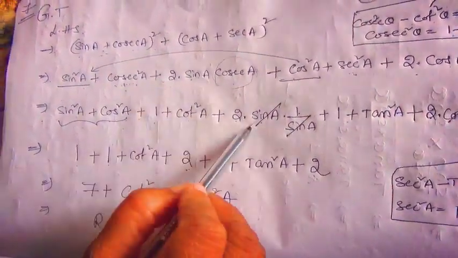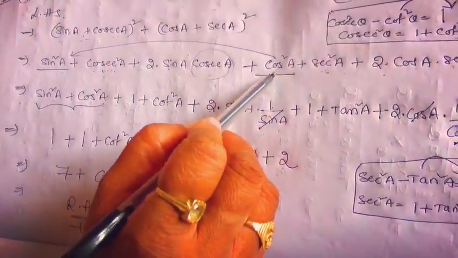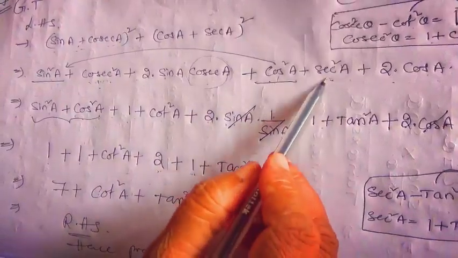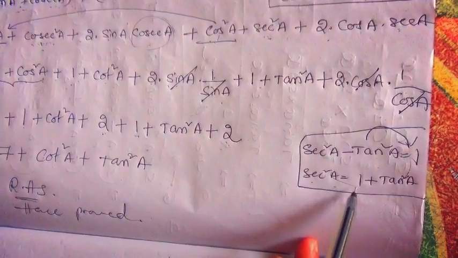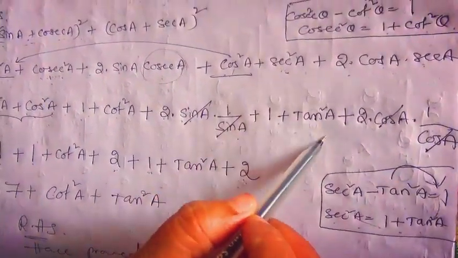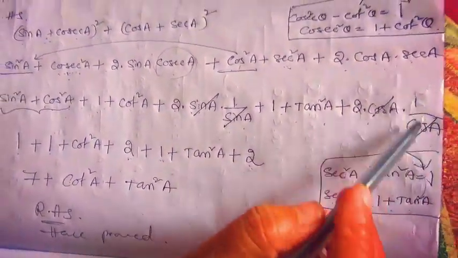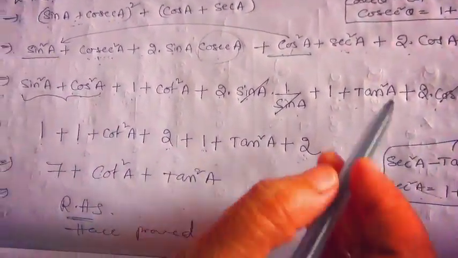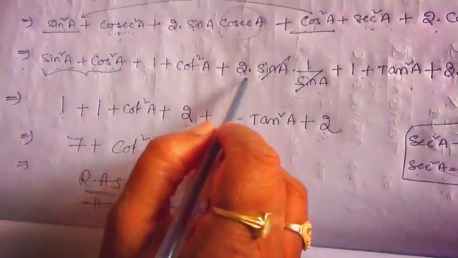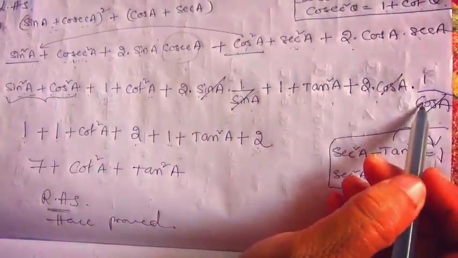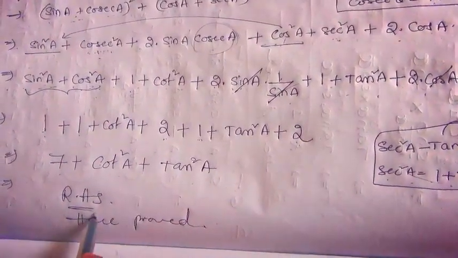2 into sin a, cosecant means 1 by sin, that is the reciprocal of sin. So in the place of the secant, according to the trigonometric identity, secant square theta is equal to 1 plus tan square theta. So 1 plus tan square a plus 2 cos a into secant, which means 1 by cos, the reciprocal of cos. Okay. So here the value of this trigonometric identity is 1. The remaining I am writing here. Sin a cancelled, cos a cancelled. So we got all the numbers as 7, cot square a plus tan square a, that is the RHS.